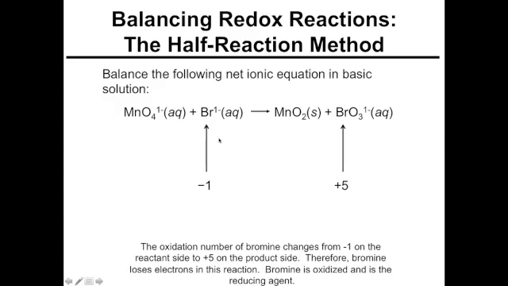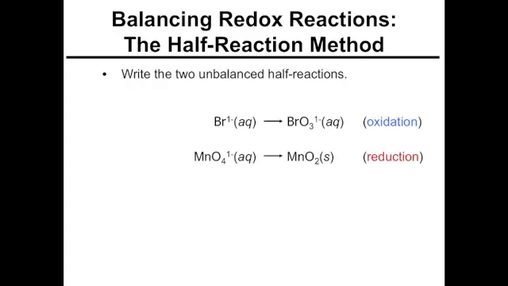The bromine on the reactant side is a -1. On the product side, it's a +5. Its oxidation number is becoming more positive, and so the bromine is losing electrons. So we'd say the bromine is being oxidized. So when we write our 2 half reactions, the bromine is going to be in our oxidation half, the manganese would be in our reduction half reaction. So we could split it into 2 half reactions, which would look like these.